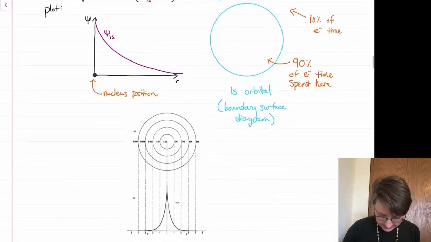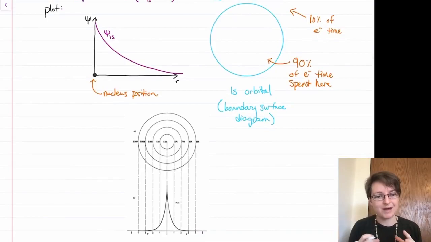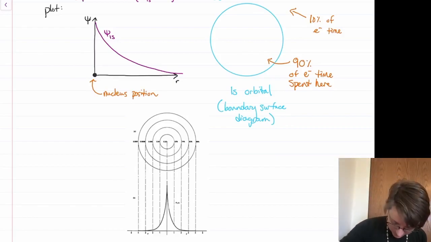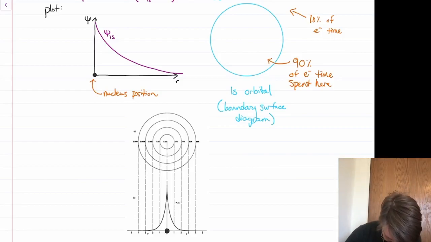And then last but not least, sometimes folks will try and combine these two diagrams together so that you can see the shape of the 1s orbital depicted as a function of our nuclear coordinate, which I'll try and put a big dot here to represent. This is the nucleus of our H atom.